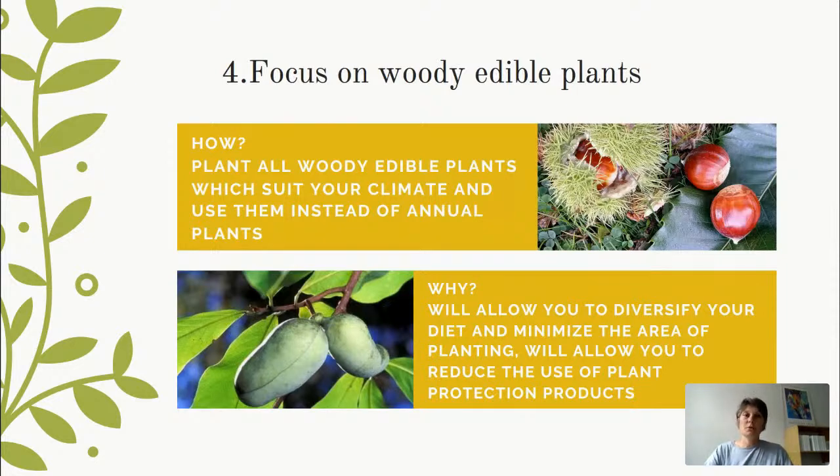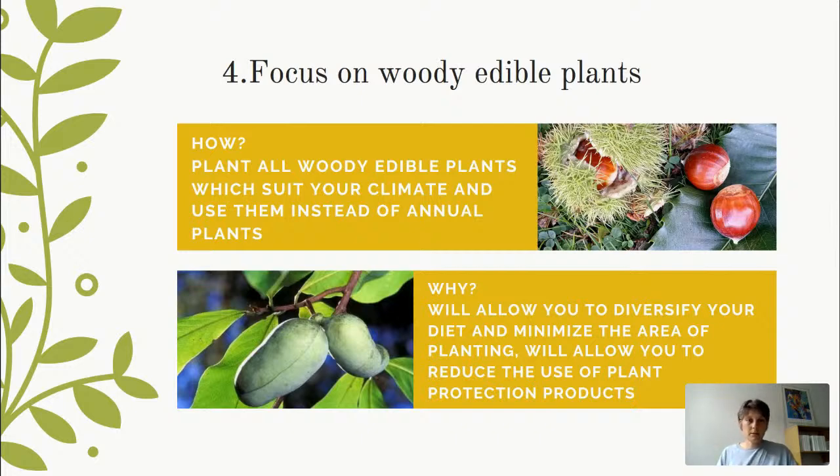Yeah, and focus on woody edible plants. It means use trees and bushes instead of annual plants, because it's much less work to maintain them than annual plants, and it will allow you to diversify your diet and minimize the area of planting, and also to reduce the use of plant protection products. Again, when it's mixed, when it's diverse, it's more difficult for pests to spread.